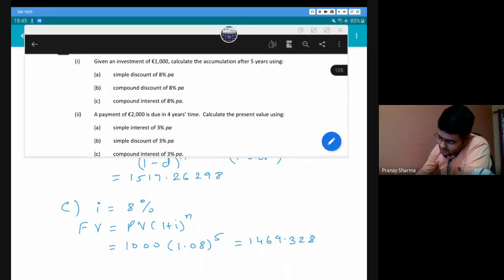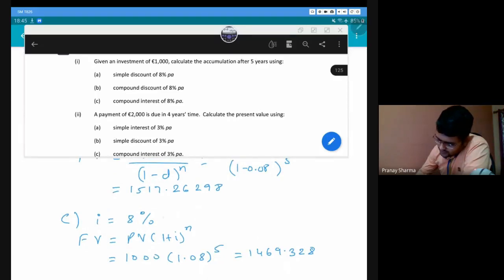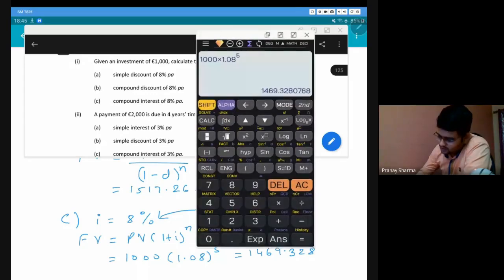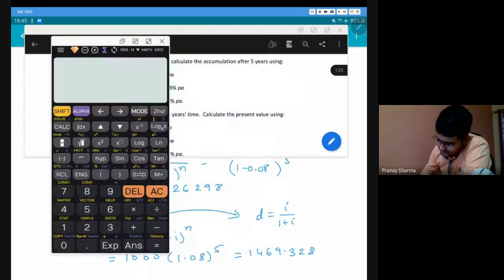Okay. But what we can do is convert how much the rate of discount will be. So we know our formula, D is equal to I upon 1 plus I. We just calculated that for compound only. We'll not do that for simple. So here we'll have 0.08 by 1.08. And if I represent that in percentage, it becomes 7.4074%.